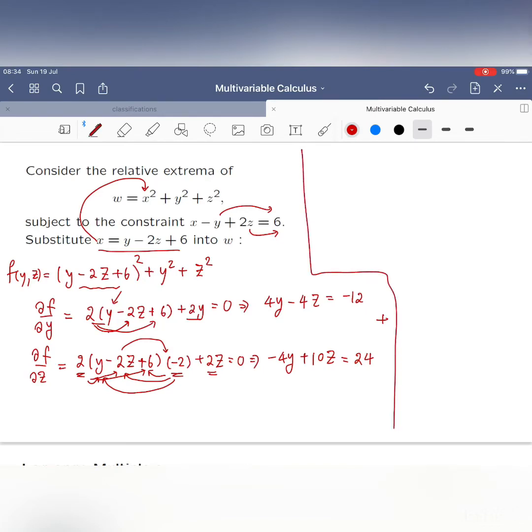So you just do the addition among these two, because you have 4y and -4y's, okay? So what you end up with is 6z equals 12. So it means that your z equals 2, okay? Your z equals 2, and then after you got your z, for your y, you can just plug in here.